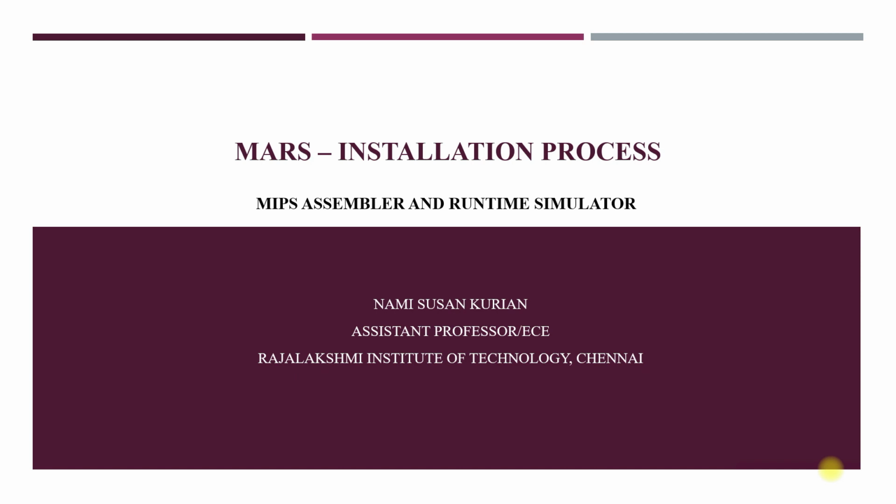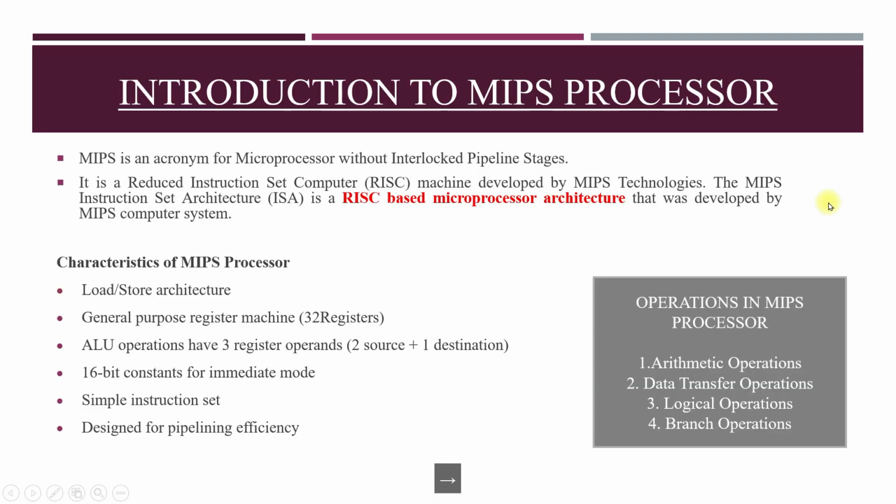What is this MIPS? MIPS is a kind of processor we are using in computer architecture for programming purposes. MIPS stands for microprocessor without interlocked pipeline stages, and it is a kind of RISC architecture. As it's a RISC-based microprocessor architecture, it is developed by MIPS Computer Systems, and there are many characteristics associated with the MIPS processor. One is its load and store architecture. Second, it consists of 32 general purpose registers, and it consists of 3 register operands.